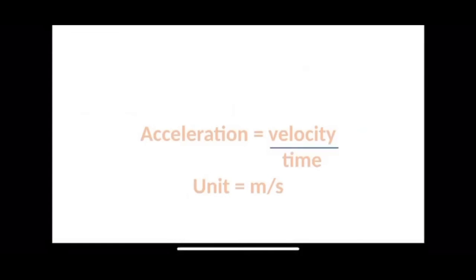The equation for acceleration is change in velocity divided by time and its unit is meter per second square. Please note that this is not meter per second. Meter per second is the unit of velocity, but the unit of acceleration is meter per second square.